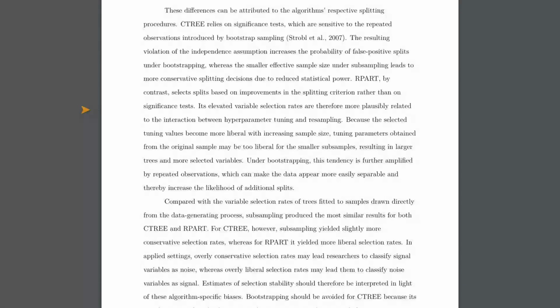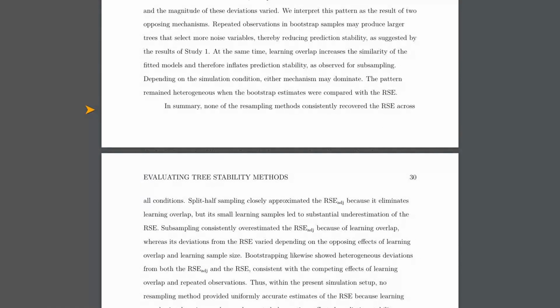The core message from this study is that we need to be very careful and thoughtful when assessing the stability of our decision tree models. We can't just assume a method works universally. We need to consider the type of data we have, the algorithm we're using, and the specific resampling technique. It's about understanding the nuances and limitations.